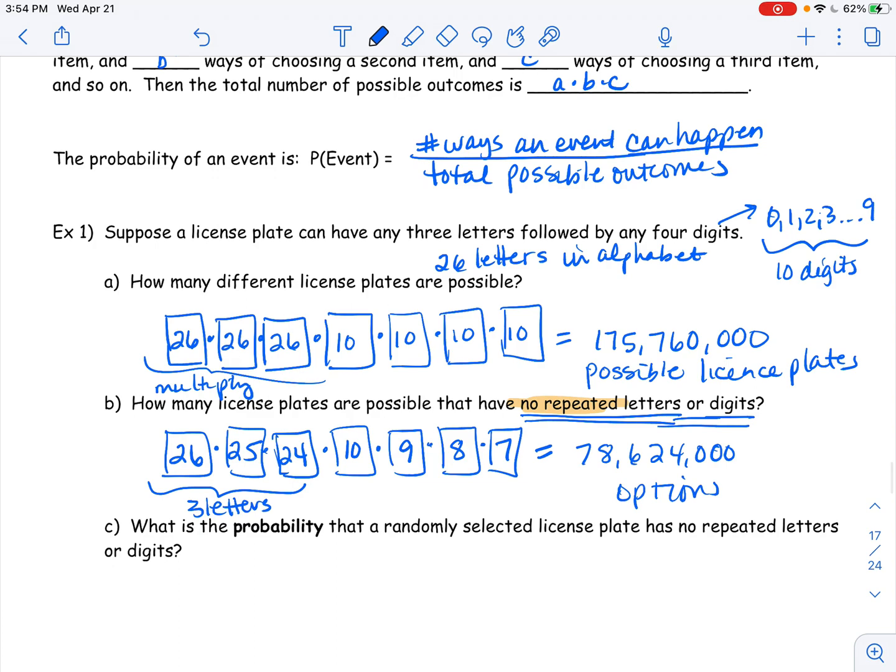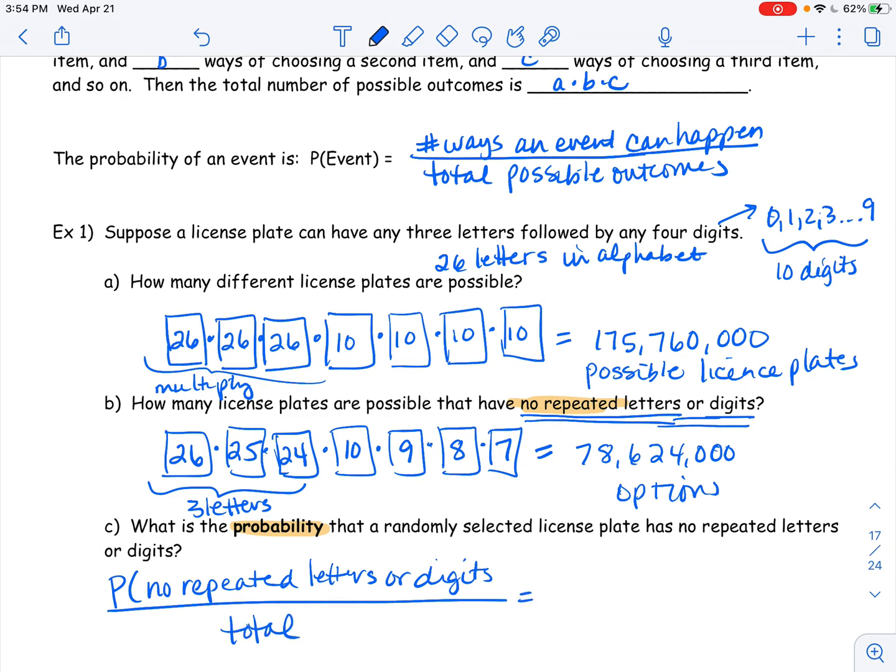So now, what is the probability that a randomly selected license plate has no repeated letters or digits? So we're looking for the probability of no repeated letters or digits, and that's out of the total. So this is going to be 78,624,000 divided by 175,760,000, and if you put that in a calculator, that's about 0.447.